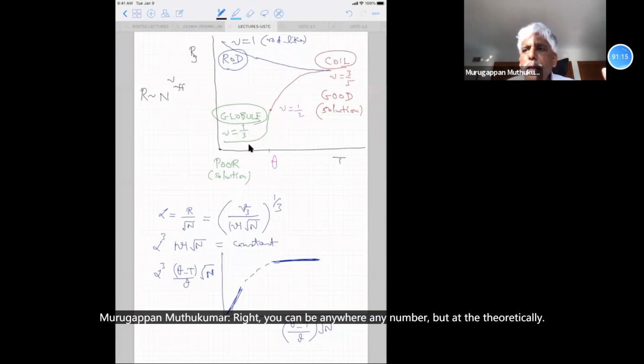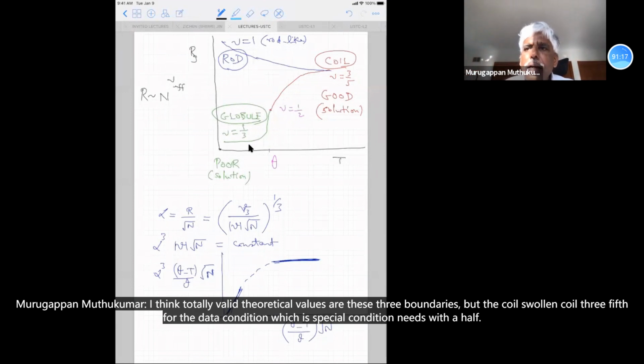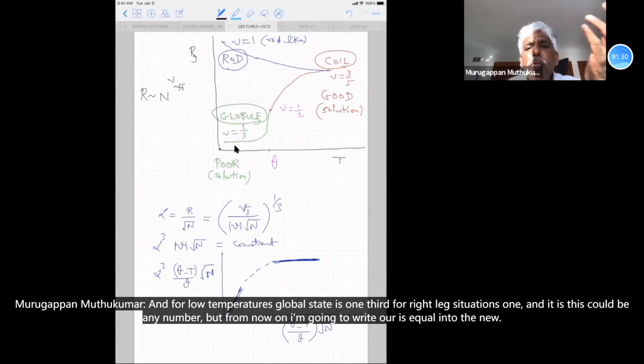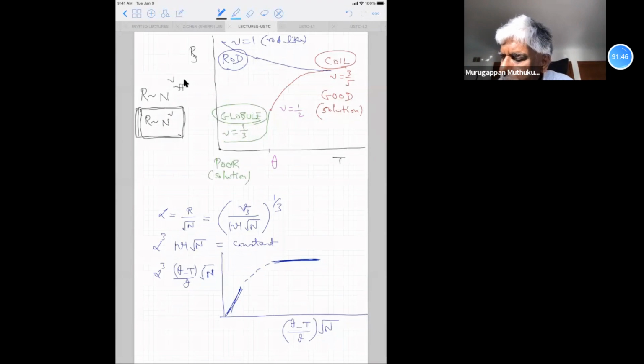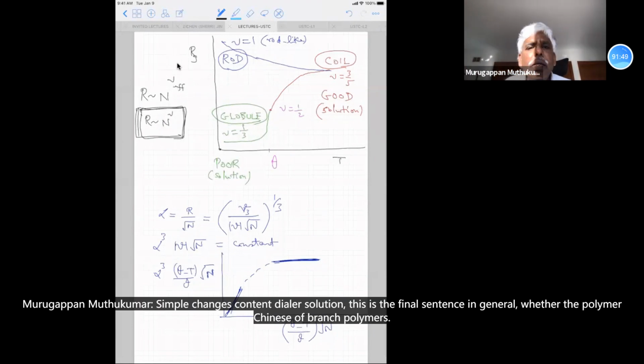But the theoretically, asymptotically valid theoretical values are these three boundaries. For the swollen coil, 3/5. For the theta condition, which is a special condition, nu equals half. And for low temperatures, the globular state is 1/3. For rod-like situations, 1. And this could be any number. But from now on, I'm going to write R is equal to N to the nu. As far as a single chain in dilute solution is concerned, this is the final sentence.